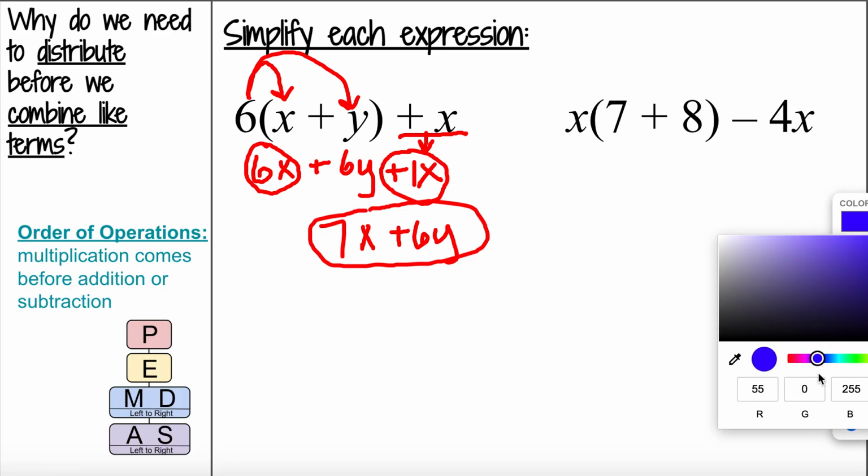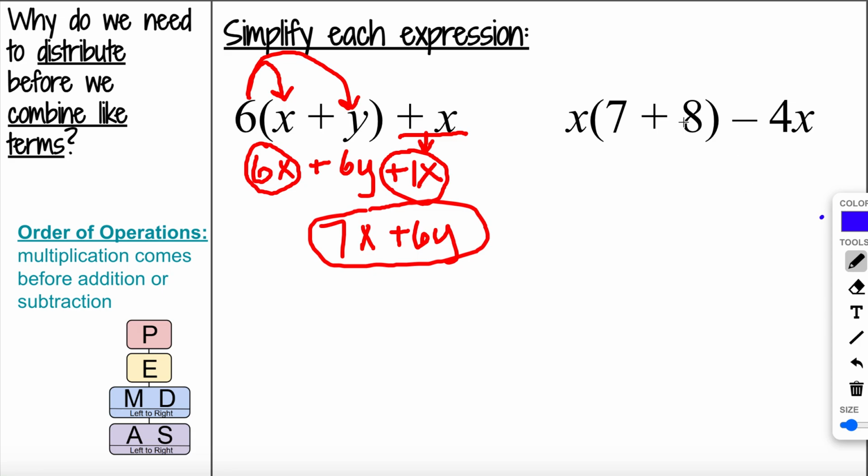We'll do blue this time. All right. So again, we've got x groups of 7 plus 8, and then take away 4x. Let's distribute. We haven't had a lot of practice distributing a variable, so let's distribute here. x times 7. Remember, we can stick them together, but we need the number to come first. x times 7 can be written as 7x.